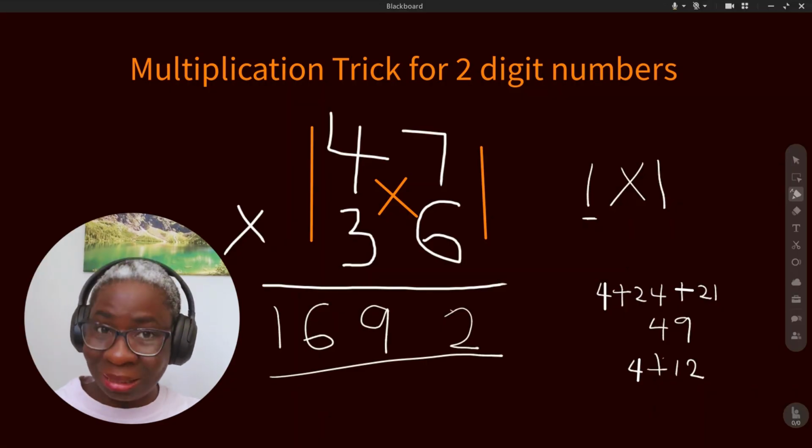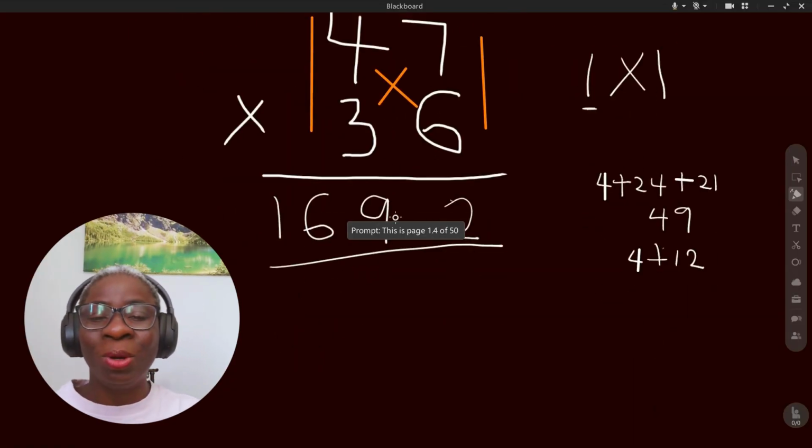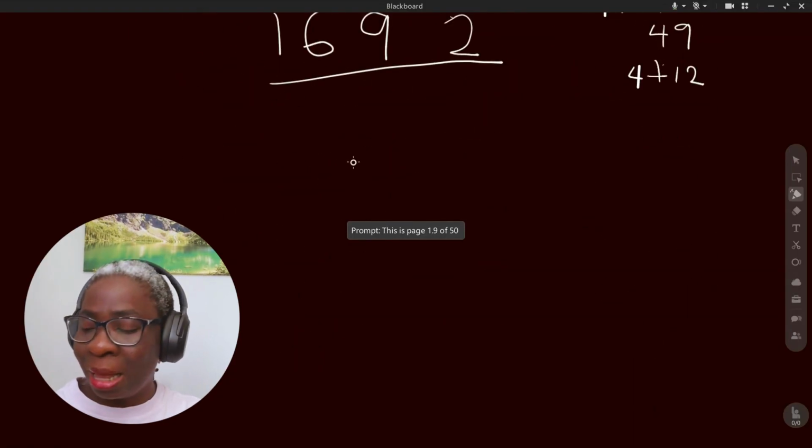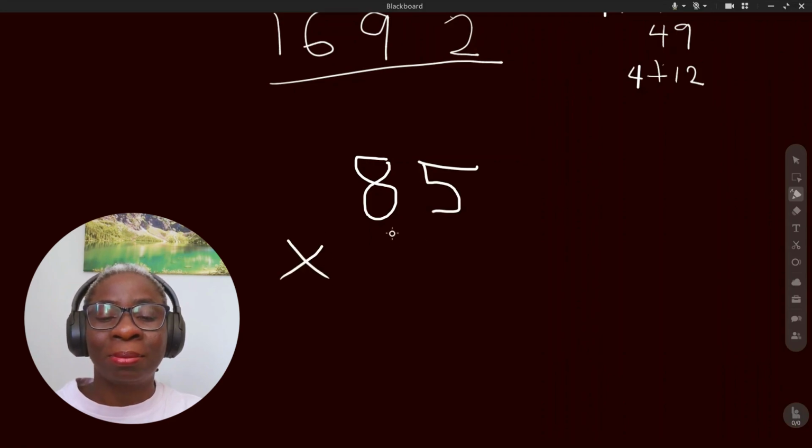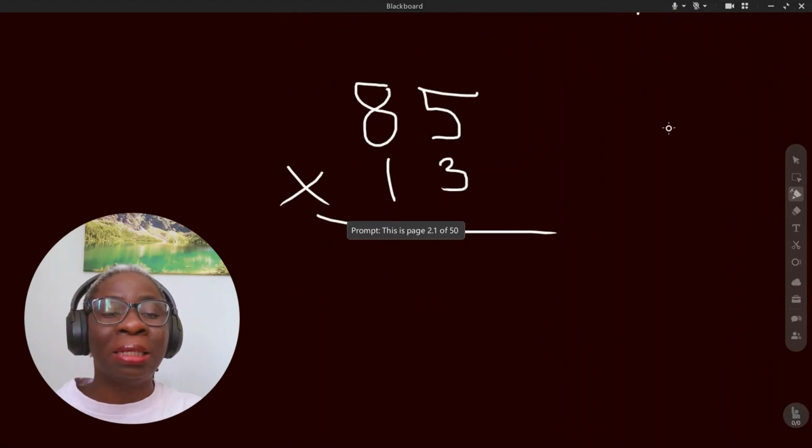Let's try one more example so that you can understand it very well. Now let's multiply 85 by 13. Don't forget the pattern. The pattern is 1, x, and then 1.